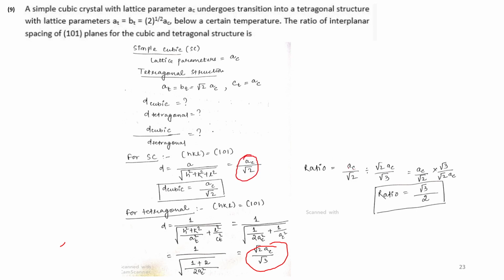Now take the ratio between these two. It will be AC divided by root 2 times root 3 divided by root 2 AC. So you cancel the parameters and you will get root 3 divided by 2. So the ratio between the cubic and tetragonal structure will be root 3 by 2.